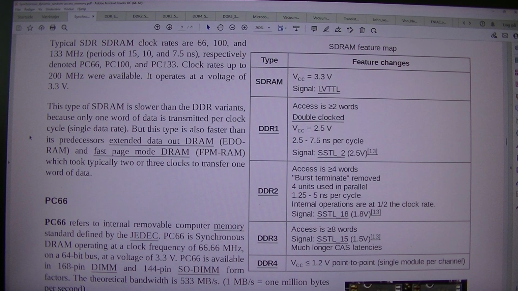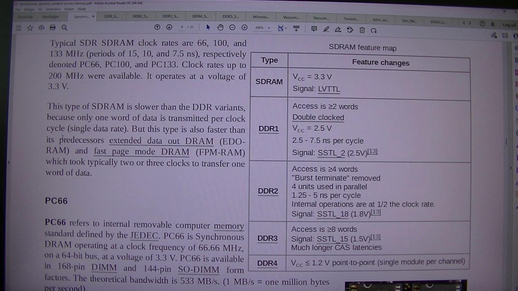This type of DRAM is slower than the DDR variants because only 1 word of data is transmitted per clock cycle, single data rate. But this type is also faster than its predecessors, Extended Data Out DRAM, EDO DRAM, and Fast Page Mode DRAM, FPM RAM, which took typically 2 or 3 clocks to transfer 1 word of data.